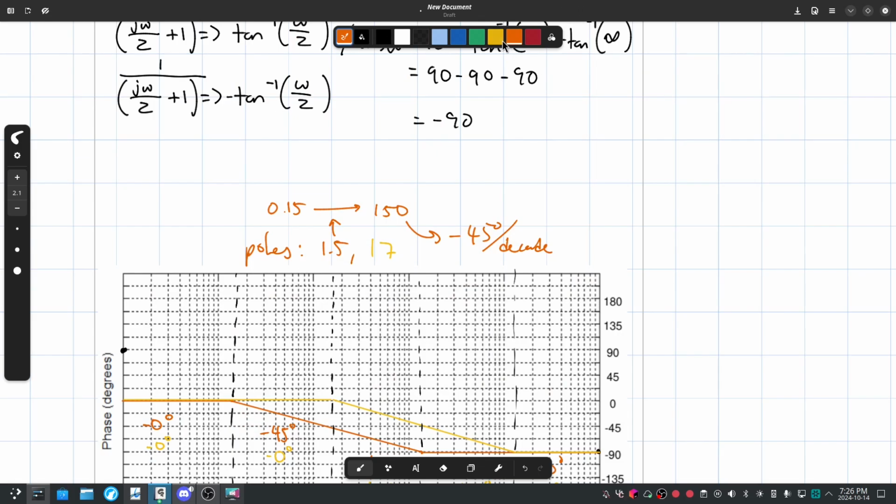And likewise, this means that from 1.7, so 1 decade below, to 1 decade above, that's 170, we're going to have a drop of 45 degrees per decade. Outside of that, it's not going to be. It's negative 45 every time for poles. Yes. And likewise, if you have zeros, it's going to be plus 45. So negative 45 degrees per decade for poles, and plus 45 degrees per decade for zeros.